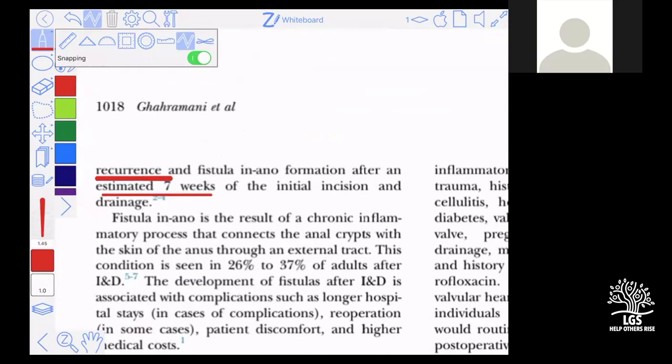So as I said, when you are reading the introductory paragraphs, you are fundamentally trying to answer 3 questions. What is known, what is not known, and what needs to be known? So we found out the first one here, and that is what is known is that recurrence after I and D of a fistula in ano is a very common problem, as we all know, time and time again in our own practice.